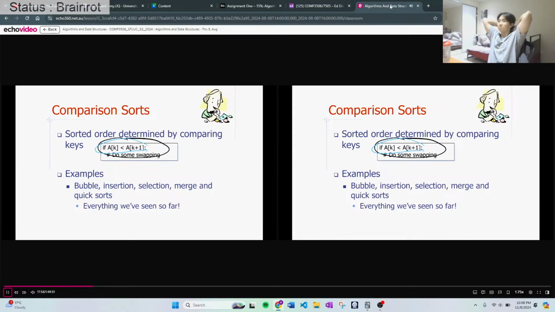We compare them. We say which one's bigger, right? So there's always this comparison going on. Examples we had: bubble sort, insertion sort, selection sort. Do you remember what these ones run in?